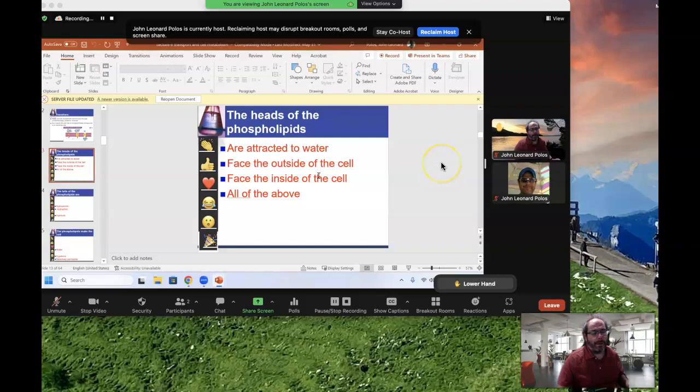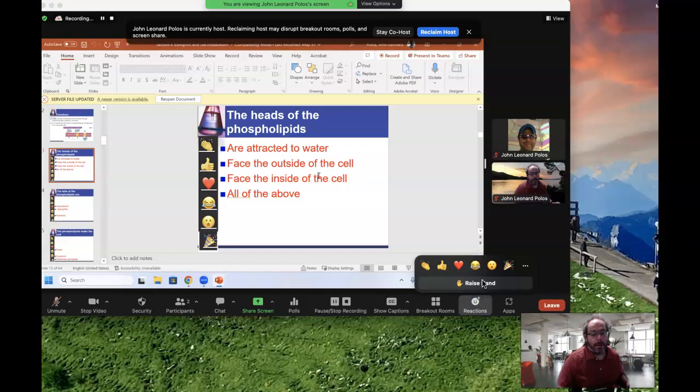The early PowerPoint presentations, I think up to lecture 8, are going to have little things like this. They're little reaction icons. The way you do this is, I'll ask a question. The heads of the phospholipids are attracted to water, face the outside of the cell, face the inside, all of the above. So I go to reactions, and it is the heads are attracted to water, so I will do the hand clap. I see the icons here, and this helps me see, did you understand what I was talking about? So I love to see the reactions here.